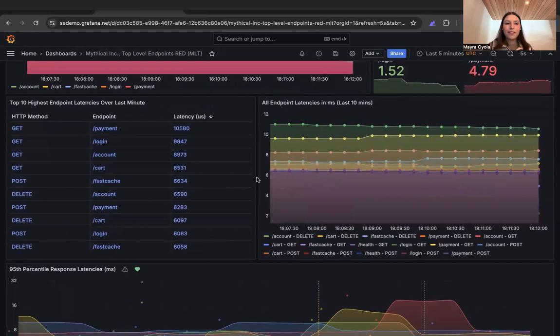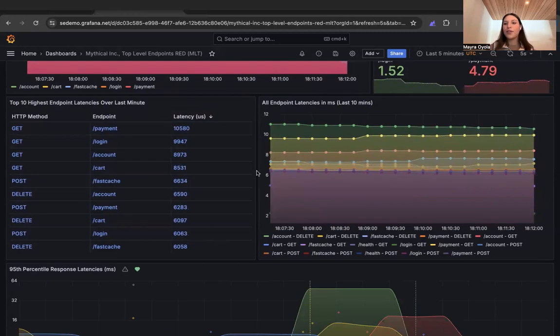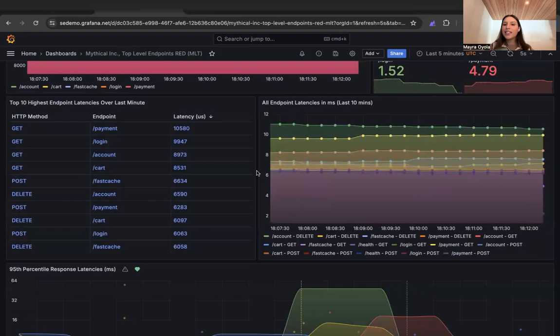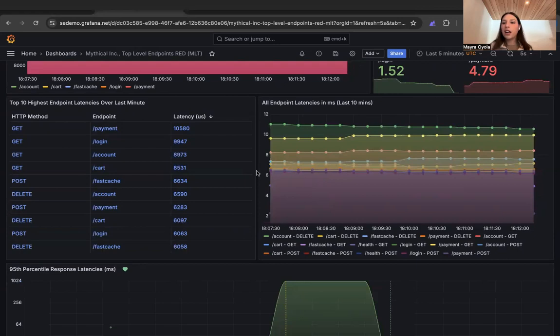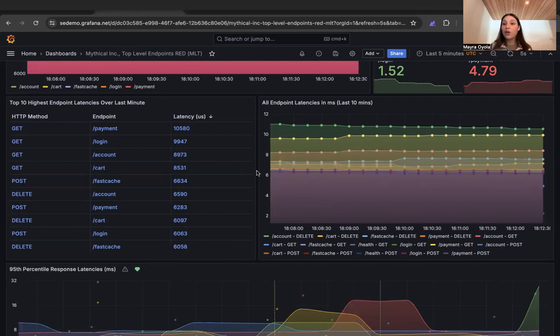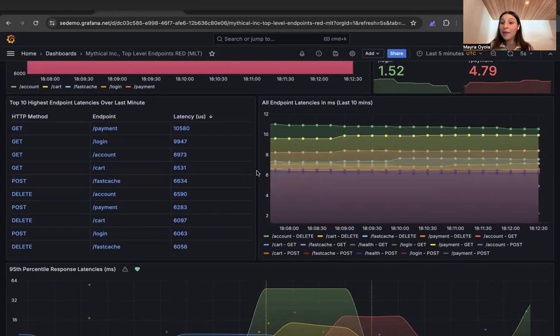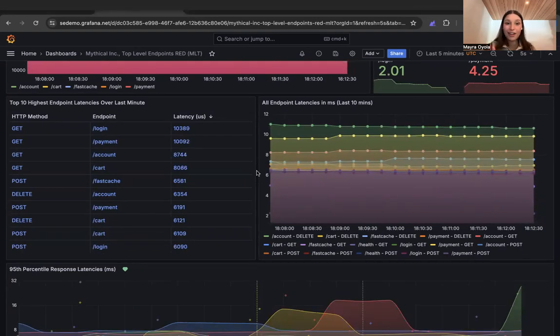Scrolling down a little bit, let's divert over here. I think this is a really great example. So this panel is top 10 highest endpoint latencies over the last minute. Now you'll notice that this is a little less visually stimulating than a lot of the other panels that we have on this dashboard. And that's actually why I love to highlight it. Because even though at first glance, it might not have all the razzle dazzle, I think it's a great example of how we can very quickly see where we're having the highest latencies, see the endpoint and the HTTP method. We get a lot of information that we need at a quick glance.